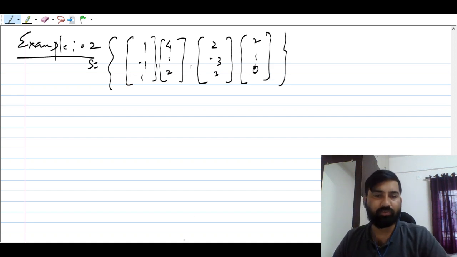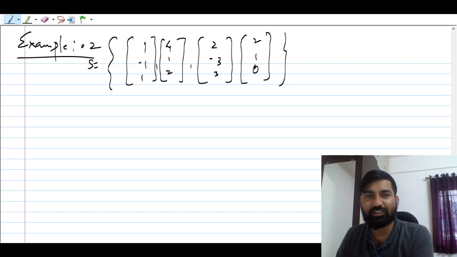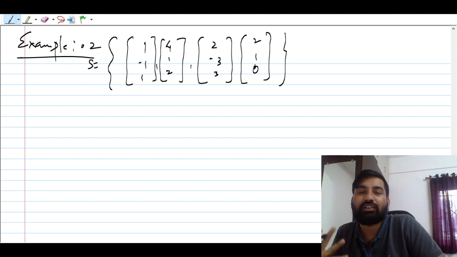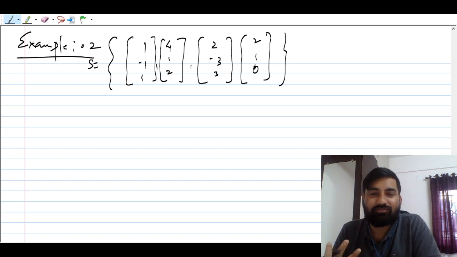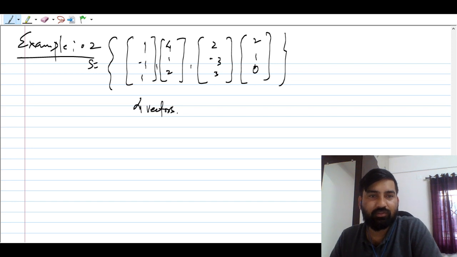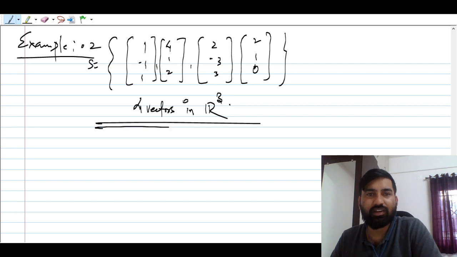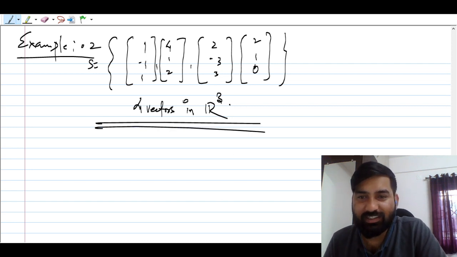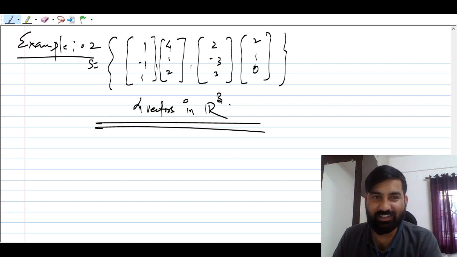So you see here how many vectors are there. Acha, please tell me how many vectors are there, and what is the dimension, what is the vector dimension here. I mean, you can say there are four vectors in R3. 4 vectors in R3. Yes, 4 vectors in R3, right?